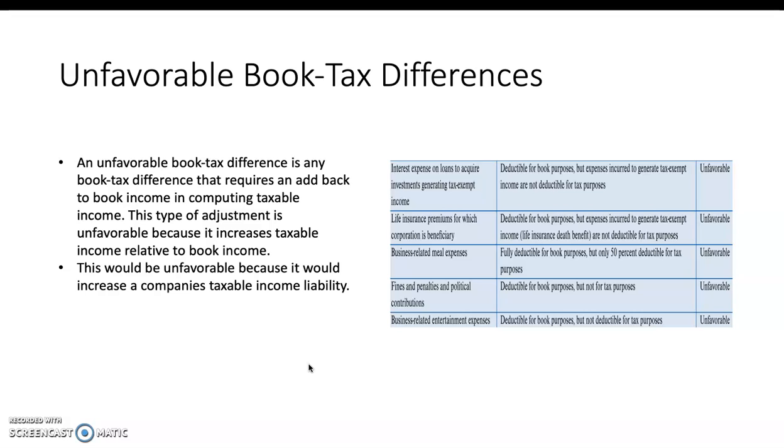An unfavorable book tax difference. An unfavorable book tax difference is any book tax difference that requires an add back to book income in computing taxable income. This type of adjustment is unfavorable because it increases taxable income relative to book income. And this would be unfavorable because it would increase a company's taxable income liability at the end of a year. And then on the right, I have some more examples of this that would be seen as unfavorable.